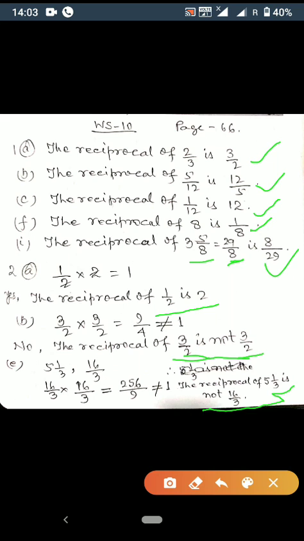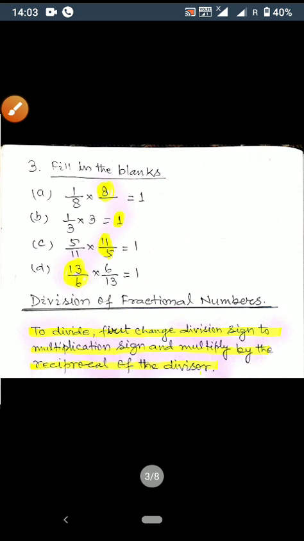Similarly, question number E, 5 whole 1 by 3 and 16 by 3. When you multiply 5 whole 1 by 3 and 16 by 3, you will get 256 by 9, which is not equal to 1. So the reciprocal of 5 whole 1 by 3 is not 16 by 3.